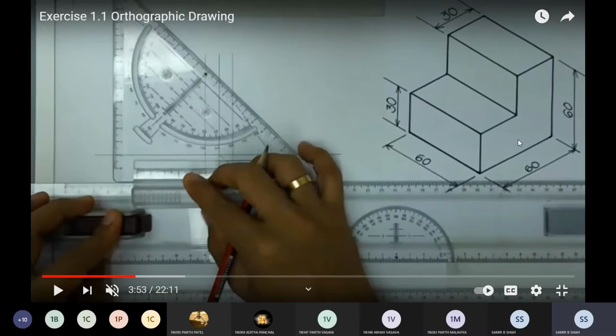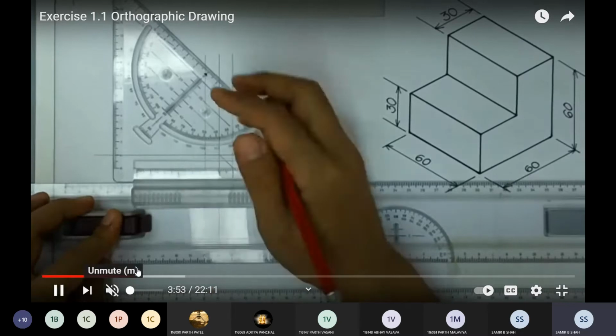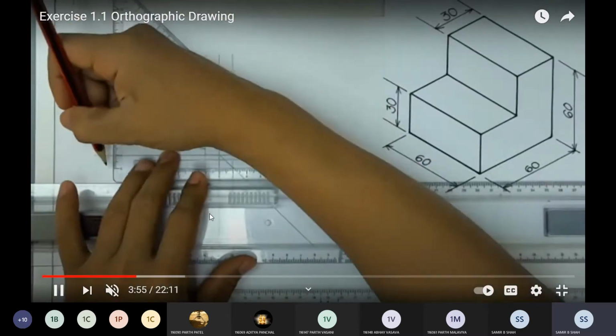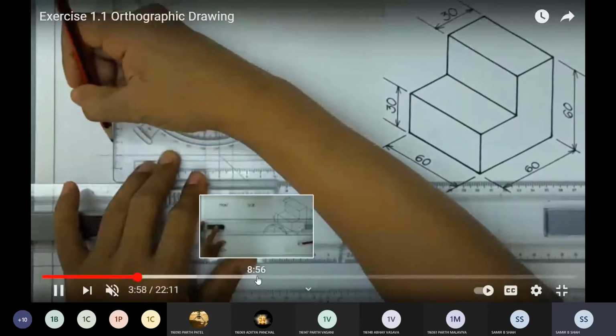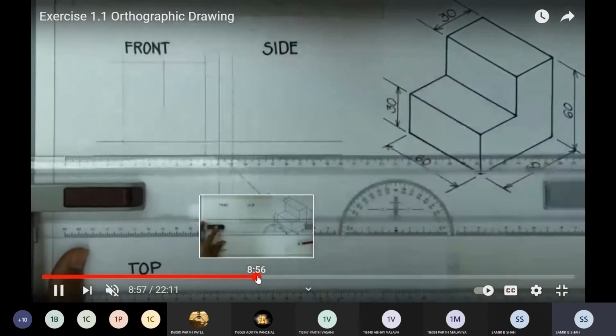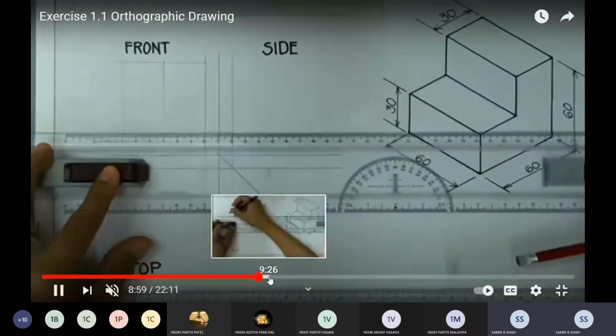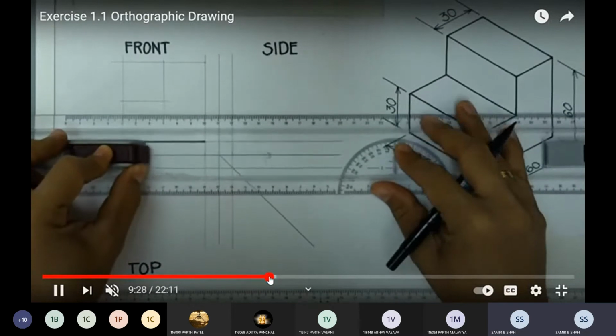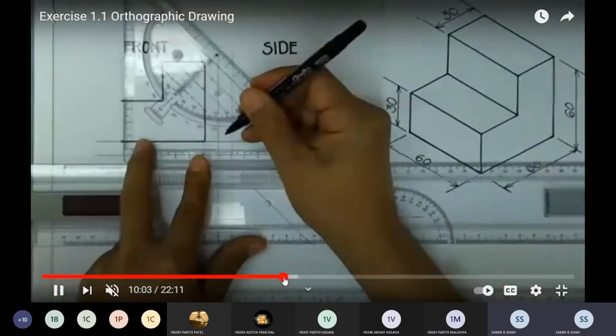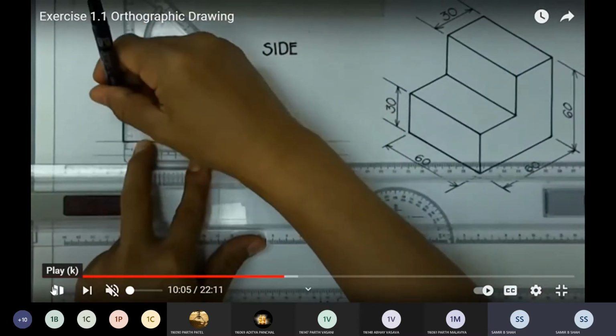In first angle method, all the sides remain in the same position, while in the third angle method, all the projections are in the opposite direction. Okay. As we know very well, how we have to start: we have to draw the XY axis first. After drawing the XY axis, yeah, they consider this as a front view.